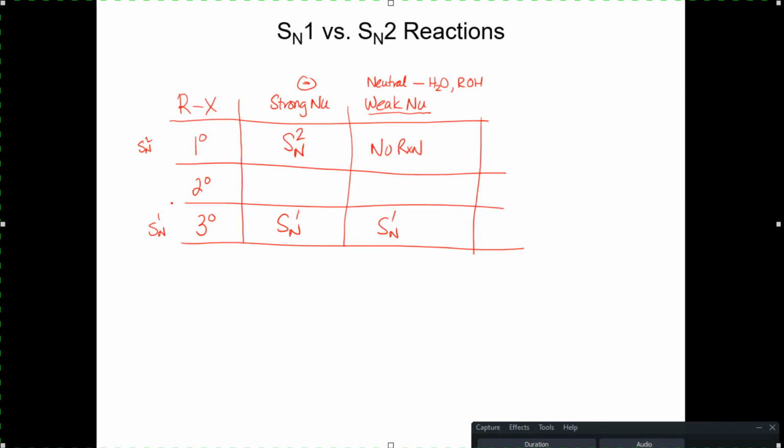And this is where the gray area becomes, because if you have a secondary, does it undergo SN2? Does it undergo SN1? Because it could do both. And this is where there's a lot of gray area. And if I incorporate a lot of gray area, the problem is that people get confused.